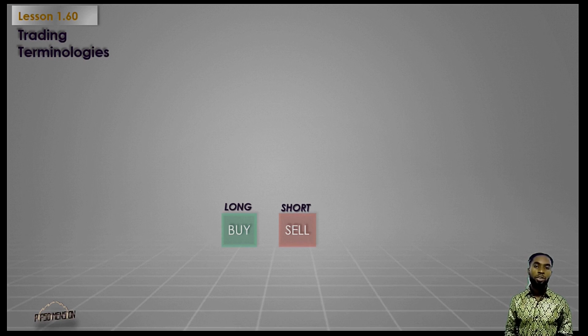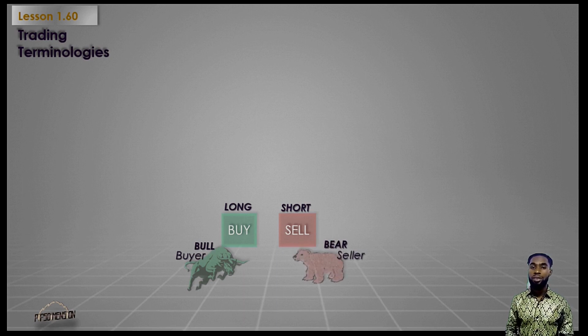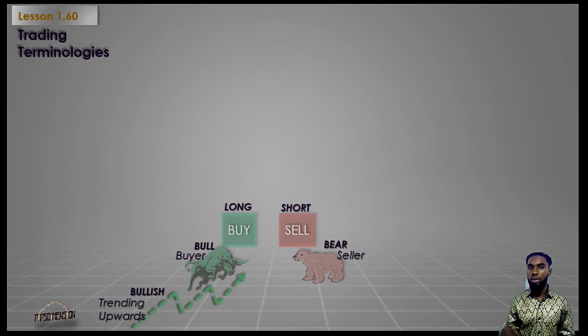These traders are referred to as a bull or a bear. A bull is simply a trader who has taken a long position. A bear is a trader who is in a sell position or a short position. We say a market is bullish when the price is uptrending or going up. And we say a market is bearish when the price is falling.